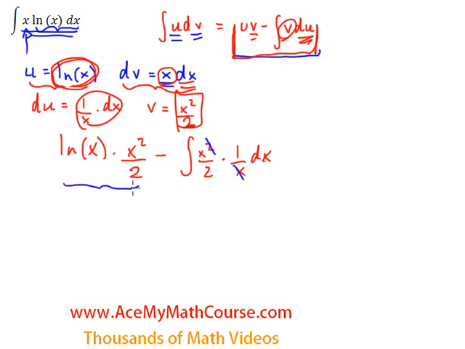Over there, I'm just going to simplify this. I'll leave the 2 on the bottom. So I have ln of x times x squared over 2. If you want, you can put the x squared in front, it doesn't matter.